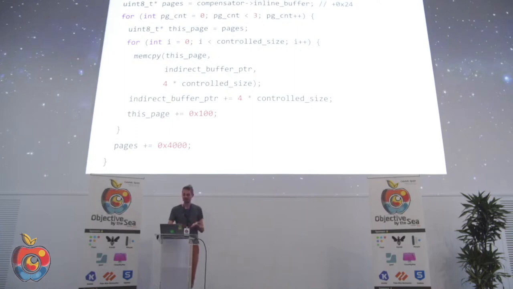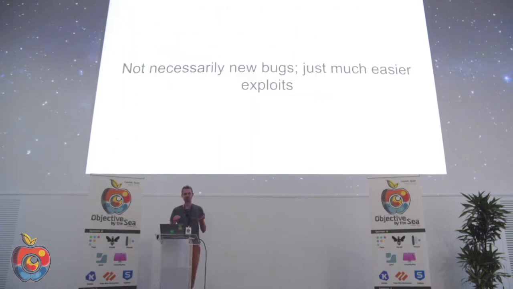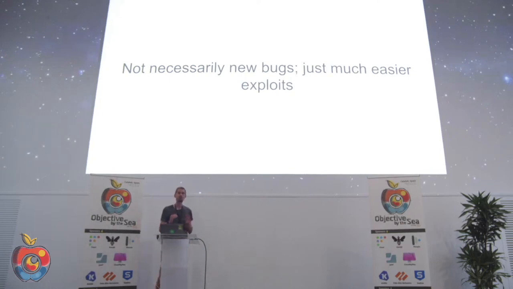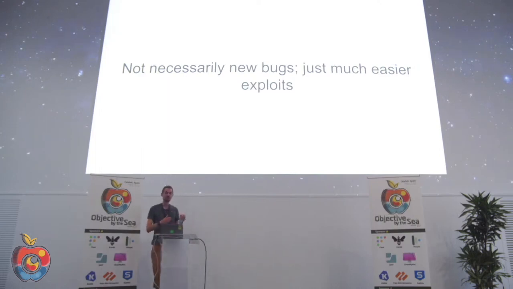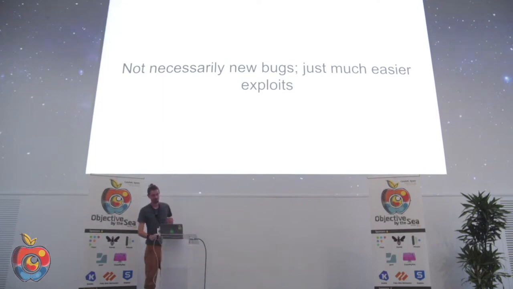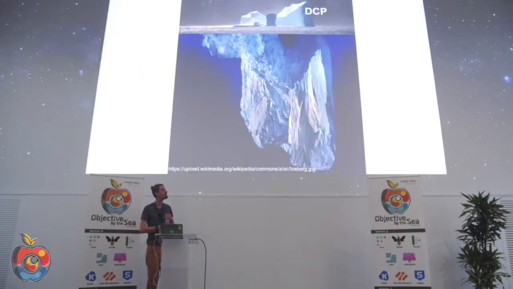The key takeaway is that this thing doesn't necessarily have new bugs. It just has way, way easier exploits. Apple have taken the totally defensible position that fixing all the bugs is too hard. And this is fine. They've instead said, we're going to focus on mitigations. But the problem then is that if your mitigations also regress, you're going to have a bad time. And so I have to have a mandatory picture of an iceberg on the last slide.